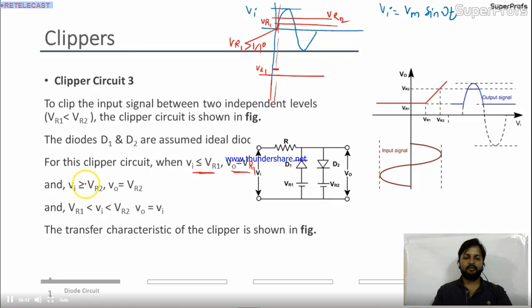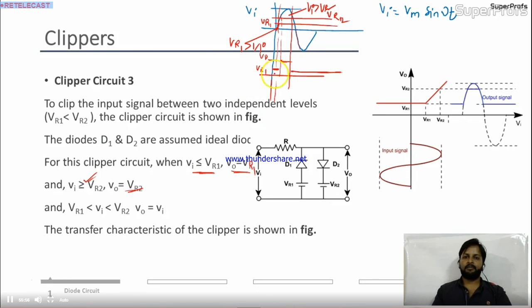Come to the next, when Vi is greater than VR2. Here is VR2 and this is the condition Vi greater than VR2. In this case, the output is VR2. Like this. So in this case, the output is VR2. And for the portion below VR1, the condition VR1 is greater than Vi is satisfied, so it will be VR1.